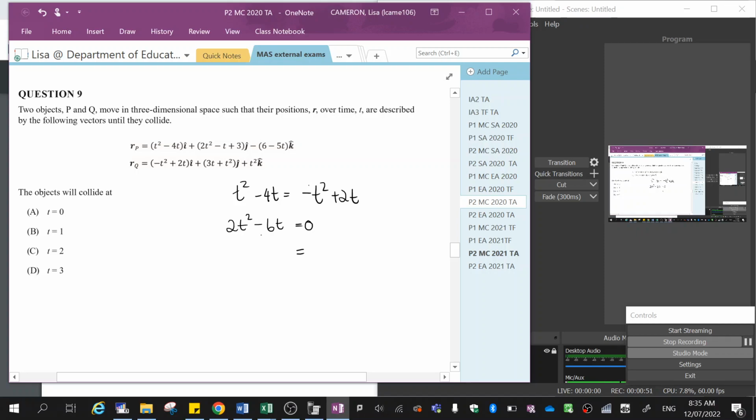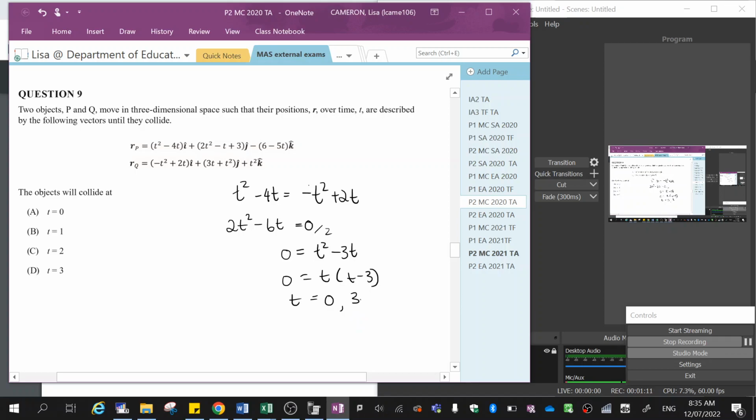If I factorise the 2 out of both of these and take it to the other side, divide it by 2, it's still equal to 0. Which would give me t squared minus 3t. Then I can factorise a t out. Using null factor rule, I can see that t is going to be equal to 0 in that first part and positive 3 in the second part.